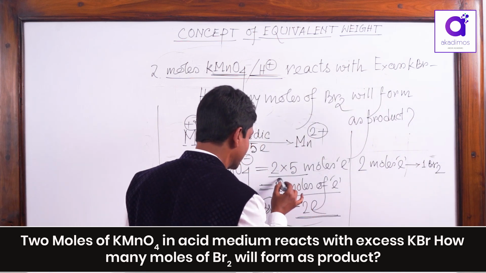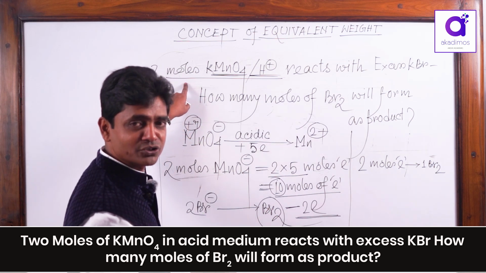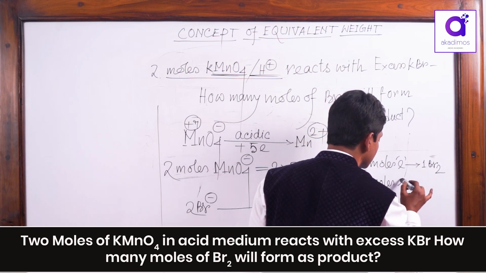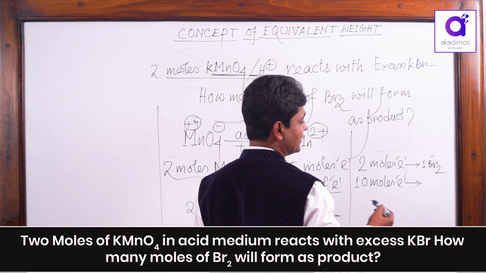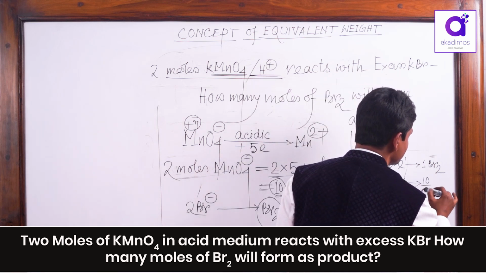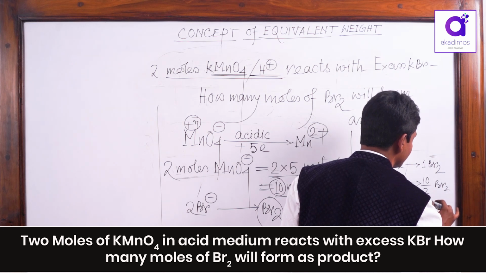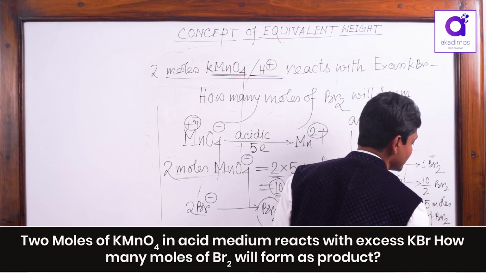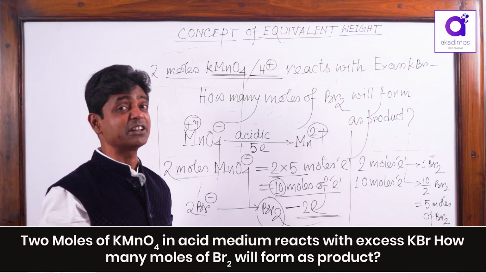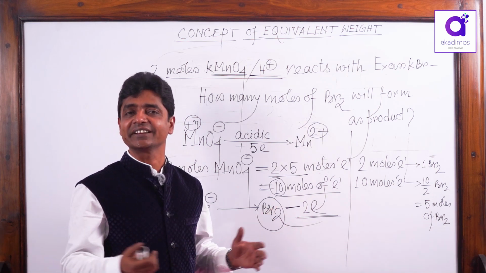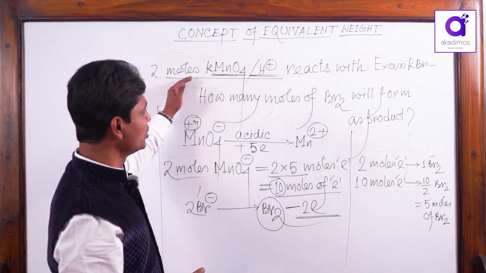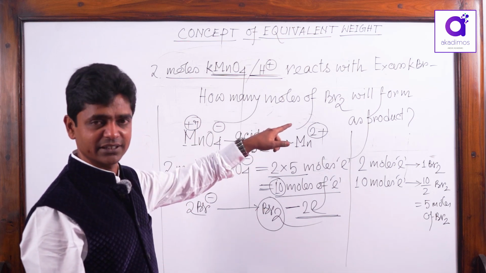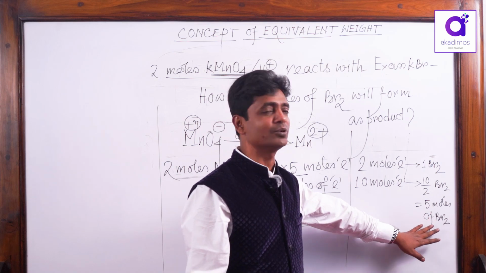But your hand has 10 moles of electrons, given by 2 moles of KMnO4. Then 10 moles of electrons will give 10 by 2 moles of bromine, 5 moles of bromine. Easily solved. What I have equated here is the number of electrons lost. I have converted the number of moles to moles of electron transfer, and that electron transfer I have equated in the oxidation part. Your answer is 5 moles of bromine.